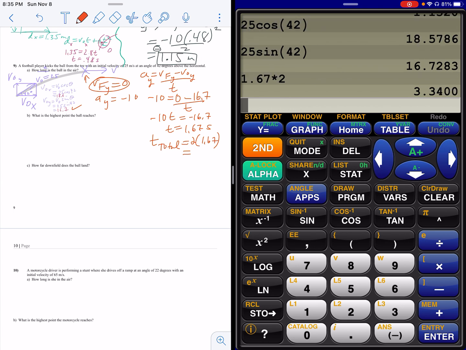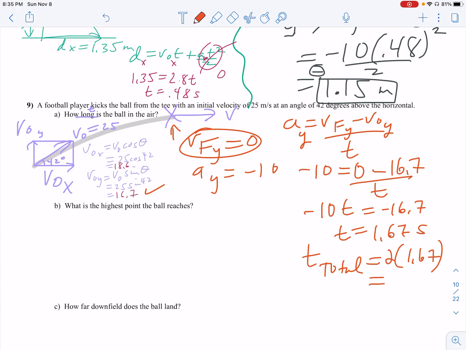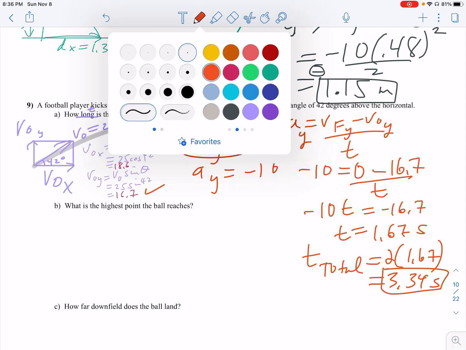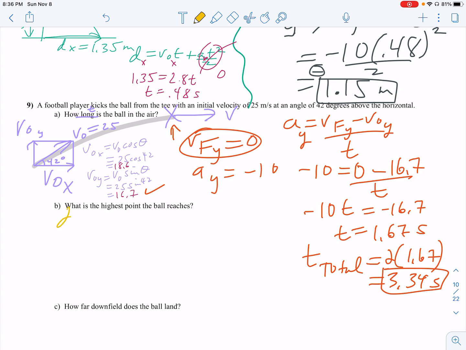Okay, so 3.34. That's total time. Okay, so what is the highest point that the ball reaches? That's the dy, right there, the height at the highest point.